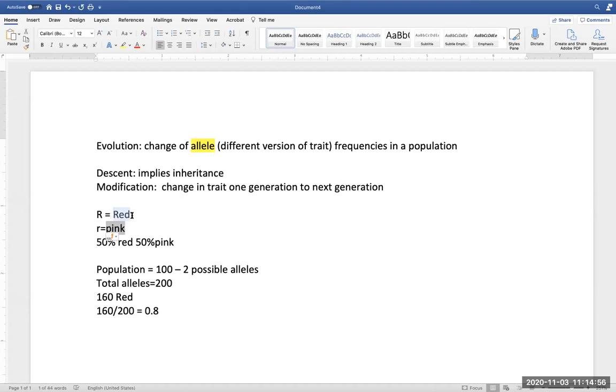And you could maybe have another population. I'll just do one more. That's 50 individuals. We still have two possible alleles. And what is the total number of alleles here, if for 50 individuals there are two possible alleles?